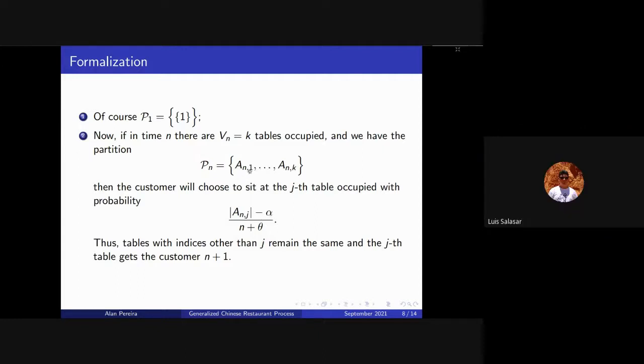Hi, Alan. Can I ask a short question? Just to be sure, are you presenting the generalized version of the Chinese restaurant process, or is it the basic one? Is it a new version of the process, or not? This slide is already okay.